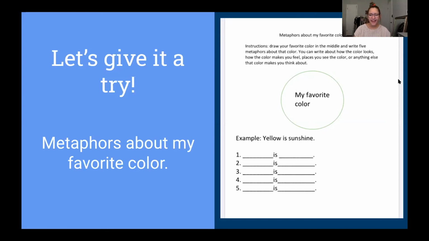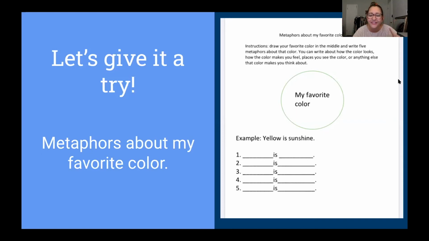So I gave an example, and if my favorite color was yellow, I might say, yellow is sunshine. And so I got that one just because I was thinking of the sun, and the sun is bright, and we usually color suns yellow, and like the sun rays and everything. And so I'm saying that yellow is sunshine. That is what the color yellow is.